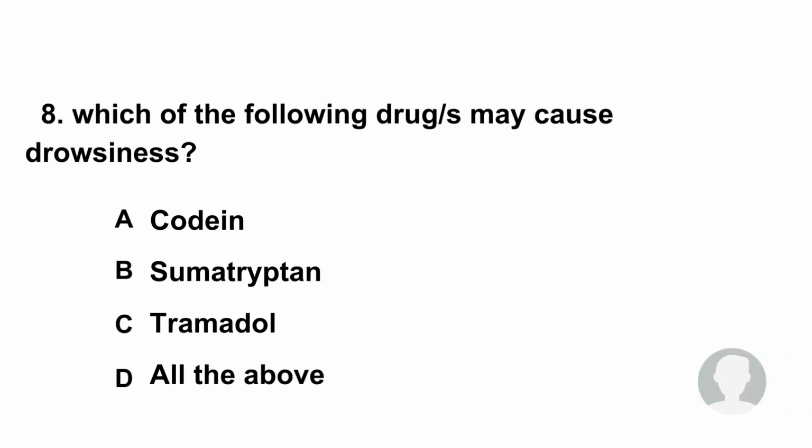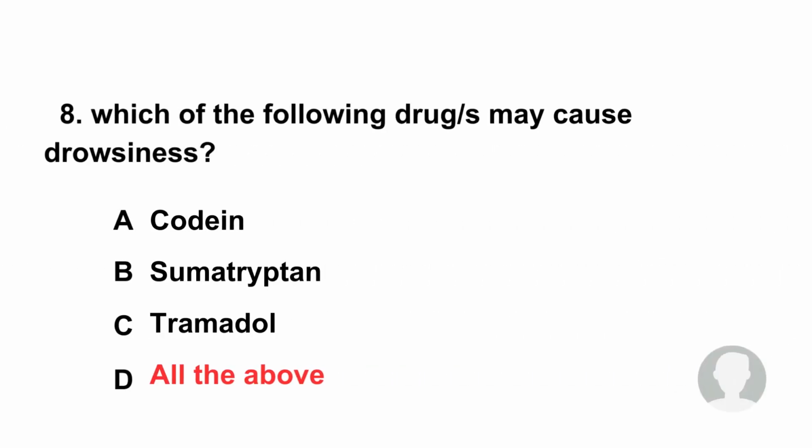Next question, which of the following drugs may cause drowsiness? Option A, codeine. Option B, sumatriptan. Option C, tramadol. And option D, all the above. Here, all of these medicines can cause drowsiness. The answer is option D, all the above.